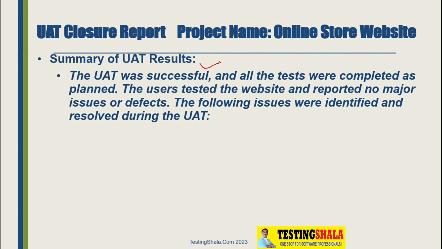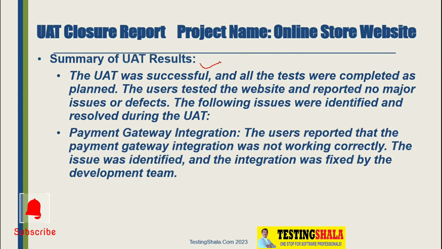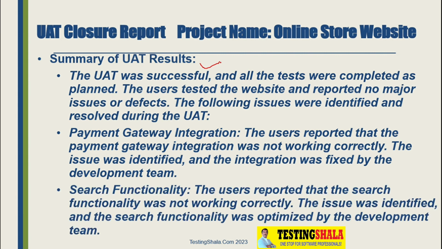If there are still issues, we have to document that as well. If certain areas are not really working, or there are observations we want to make to the stakeholders, we have to document those too. For example, here there is a payment gateway integration issue, and we have to call that out. Even in search functionality, we found crucial or critical issues.